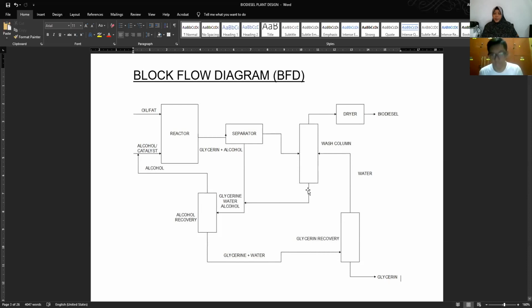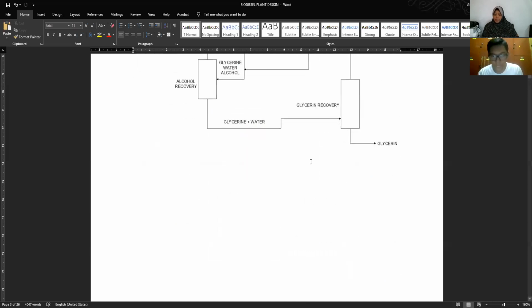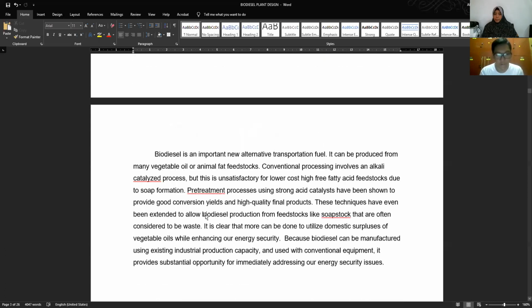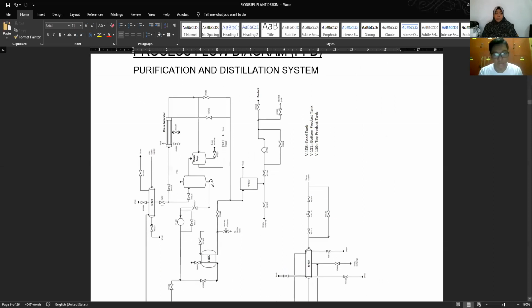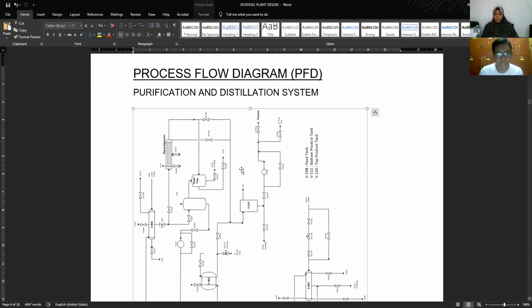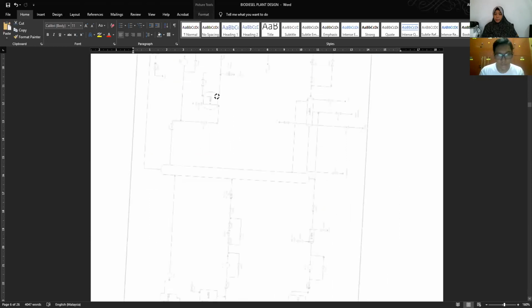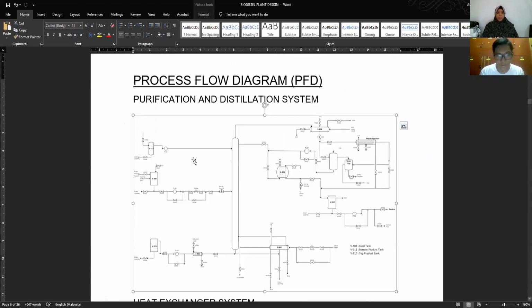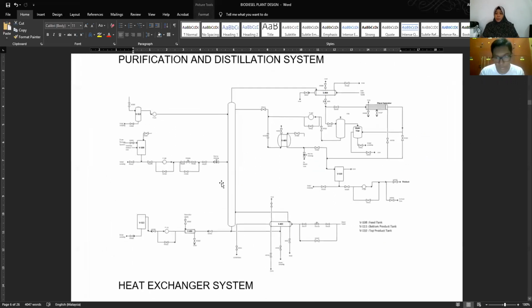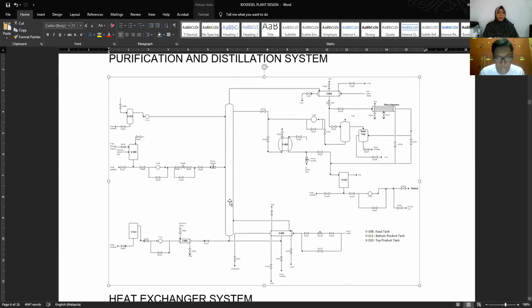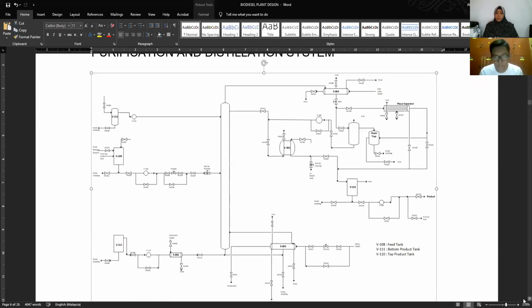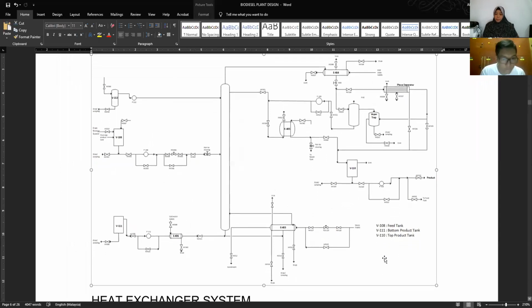Continue with your PFD. Okay, PFD. For the PFD, my task is the purification and distillation. So this is the purification and distillation system PFD. I have put some notes here.